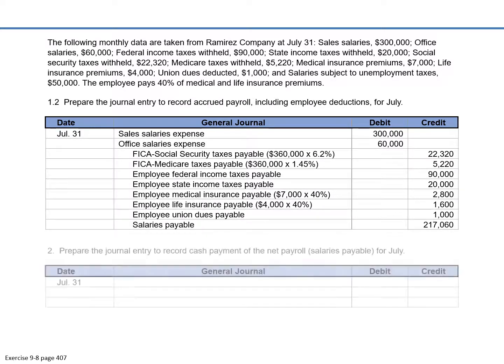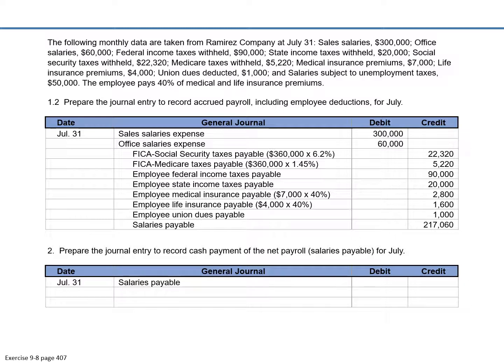All right, so then they want us to prepare the journal entry to record the cash payment. So in order, when we go to pay that salary, we're going to reduce our salaries payable by $217.60, and we're going to reduce cash $217.60. Make sense?